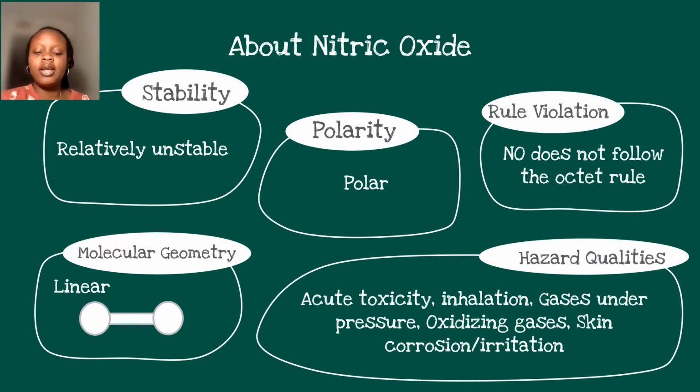Nitric oxide. Nitric oxide has a stability which is relatively unstable. Its molecular geometry is linear. Its polarity is polar. Nitric oxide does not follow the octet rule. Some of the hazardous qualities of nitric oxide are acute toxicity, inhalation hazard, oxidizing gases, skin corrosion, and irritation.